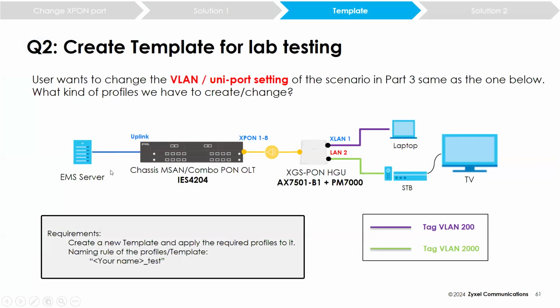Okay, and this is the next question. What should we do if we want to change the current configuration of our ONT devices, for example a new VLAN setting on this topology? If you can remember, the original VLANs we set on the ONT were VLAN 100 and VLAN 4001. What should we do if we want to change the VLAN setting of the ONT devices to these two VLANs?